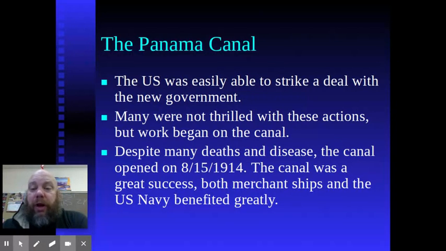This is in a very swampy tropical climate, and so there were many deaths and diseases, yellow fever and malaria specifically, but it opened in August of 1914, and it was a huge, massive success. We still lease this for something like 900. I don't know the number off the top of my head. I could have looked it up, but it's like $1 million a year or less, and we save, even to this day, when shipping is far less necessary by boat, billions of dollars a year by use of the Panama Canal.